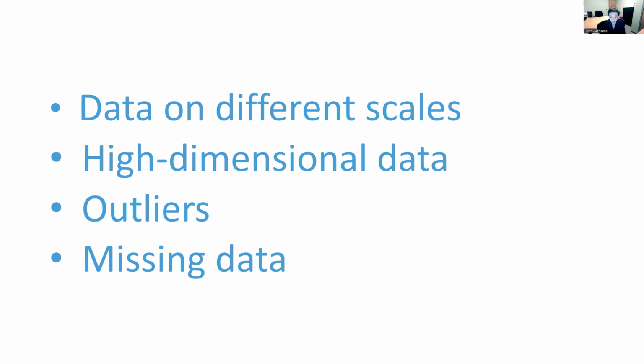Some clustering algorithms work better if all variables are on the same scale, and k-means is a good example. Other methods can handle data on different scales. Your data can be high-dimensional, sparse, with outliers and missing observations. Just keep in mind that some clustering methods can address these issues better than others.